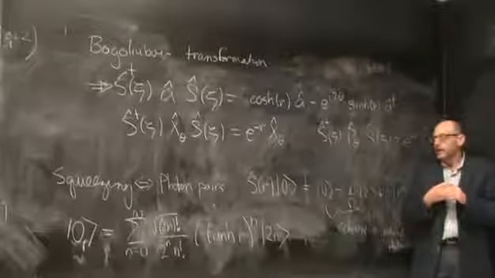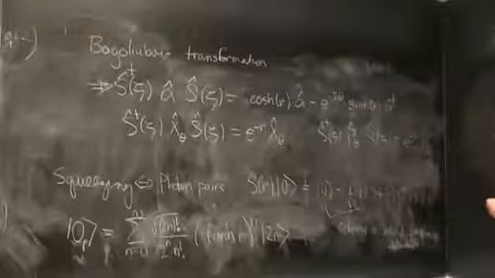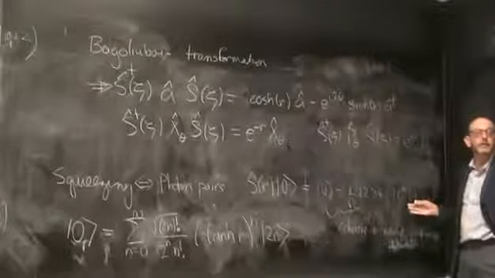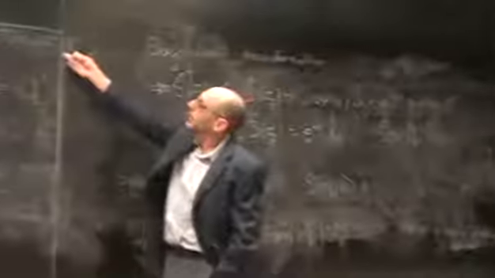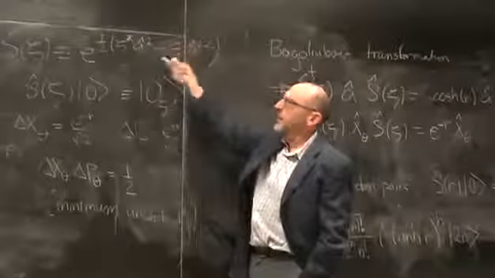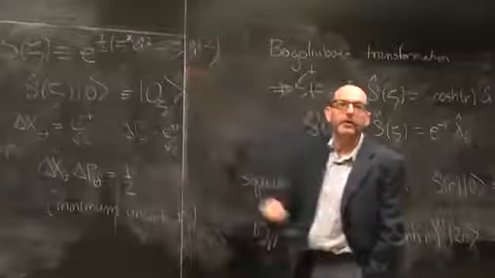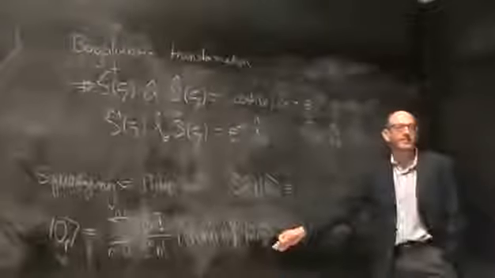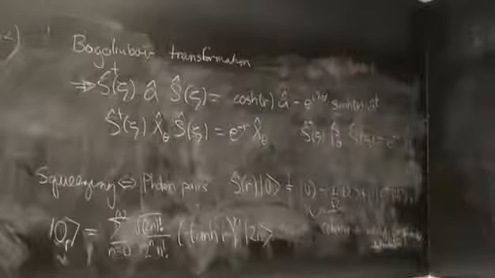Okay? And generally speaking, this state has only even numbers of photons in it. You can see that because if you were to act this operator on the vacuum and expand it out, it only has even powers of a dagger in there. And one of your homework problems is to derive this, or something close to it. All right?